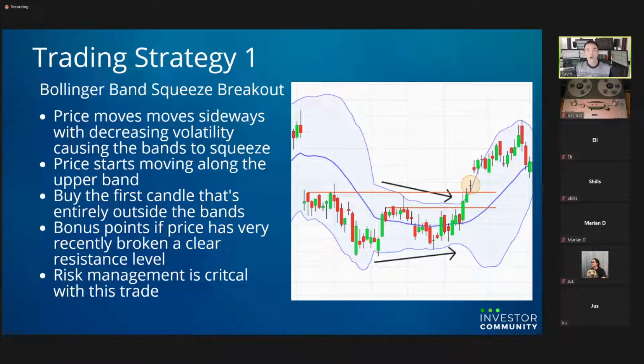And so risk management is critical because you are going to get a lot of false signals. So you want to really, really manage your risk. If it's not working, get out. Respect your stops, and don't trade too large. Trade an initial entry size, and then see if you can find another spot to add on.